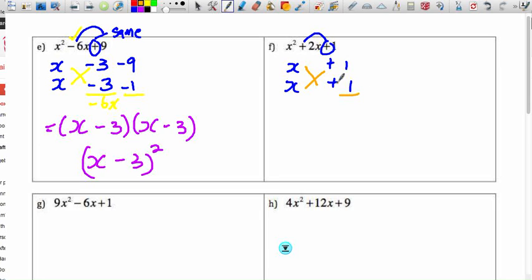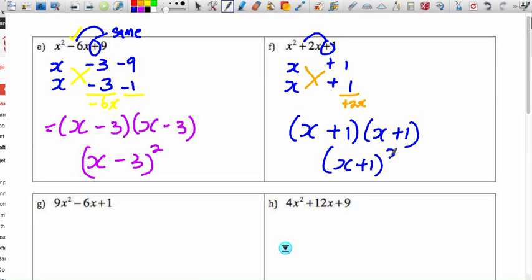So we'll have plus 1x, which will give us plus 2x, and we can go straight to our factored solution at this point, x plus 1 times x plus 1, or you may write it as x plus 1 all squared.